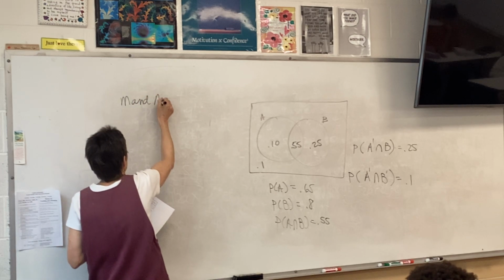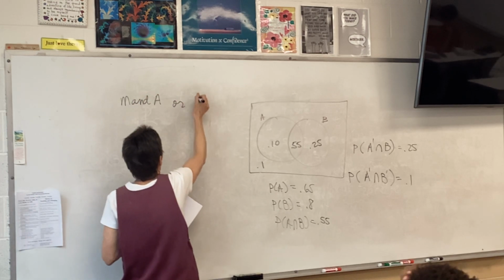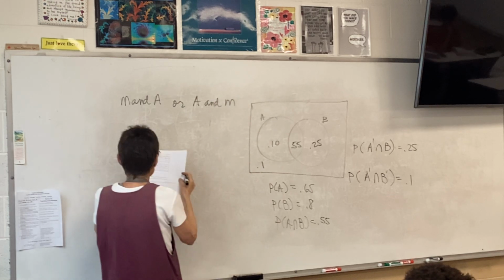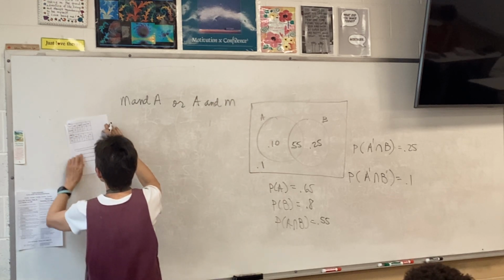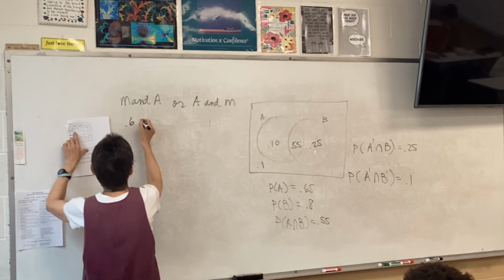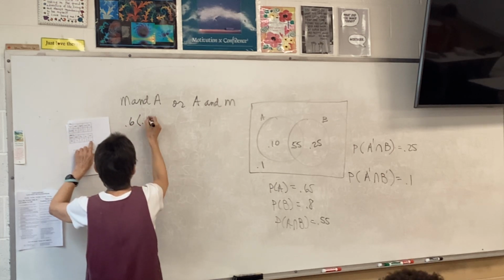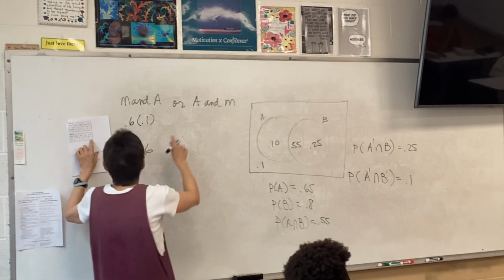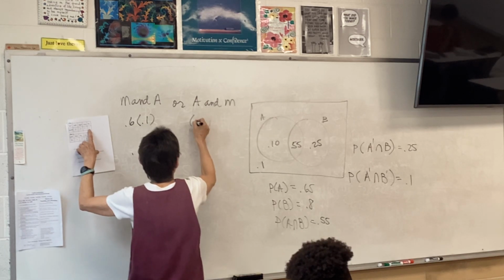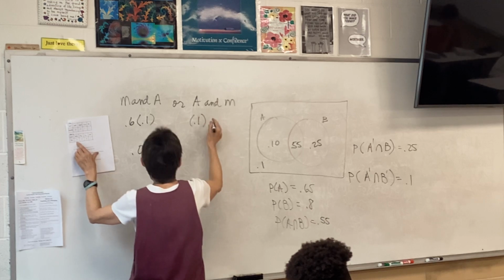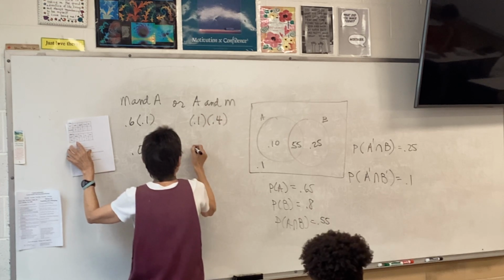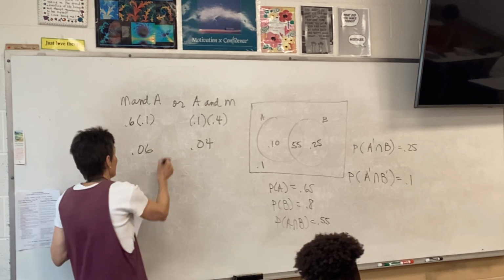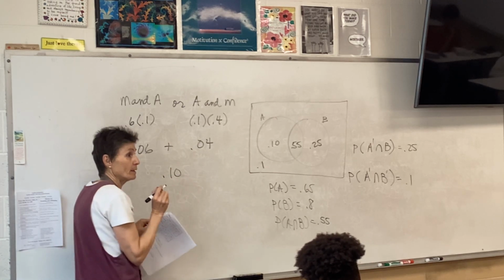Okay, so math and art, or art and math. Okay, so what did you say, Olivia? Math first would be 0.6, and art is 0.1, so 0.06 for that group. And then art is 0.1, and math is 0.4, so 0.04 for that one. Add them together, I got 0.10.